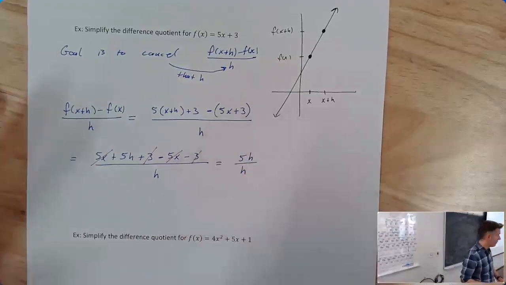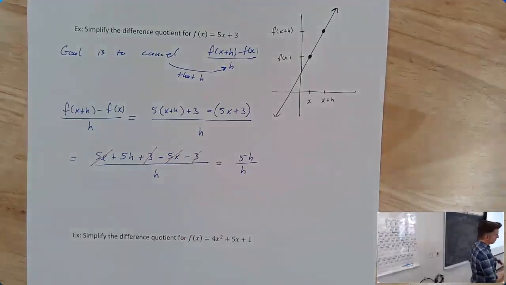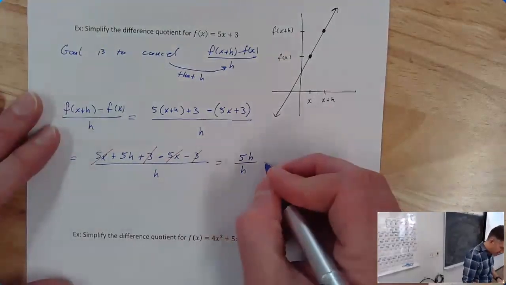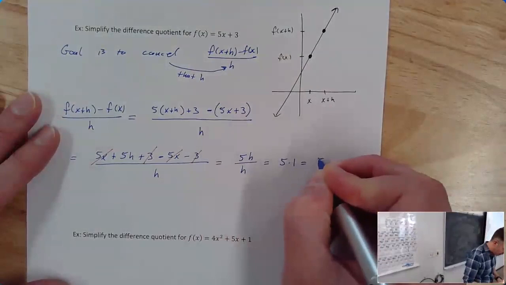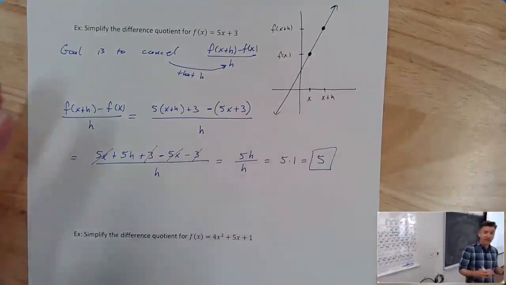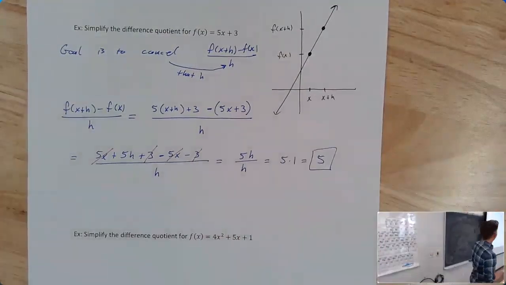And now, since everything in the numerator has an h in it, there's only one term, I know, but I can divide the h by the h, and those will just divide out to be 1. So 5h divided by h is 5 times 1, which is just 5. And look, we got the answer we thought we should have gotten. The slope between those 2 points was 5. Great.